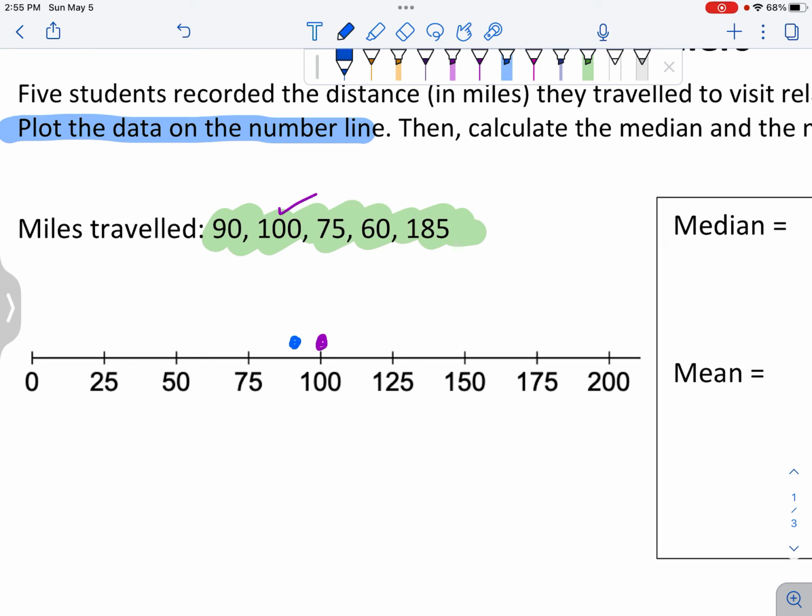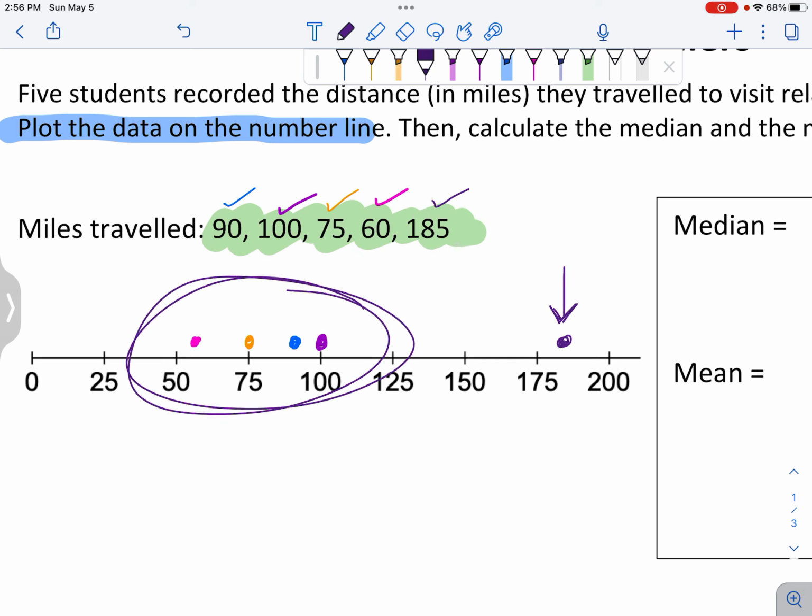Check. Check. There's 75. Check. There's 60, right about there. And there's 185. Whoa. 185 is way over here. This number right there is an outlier. Do you see how far away it is from the other 4 that are kind of squished together?